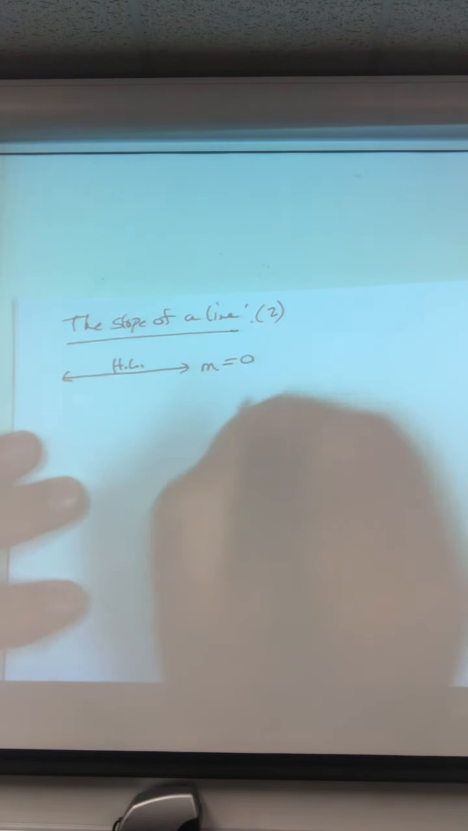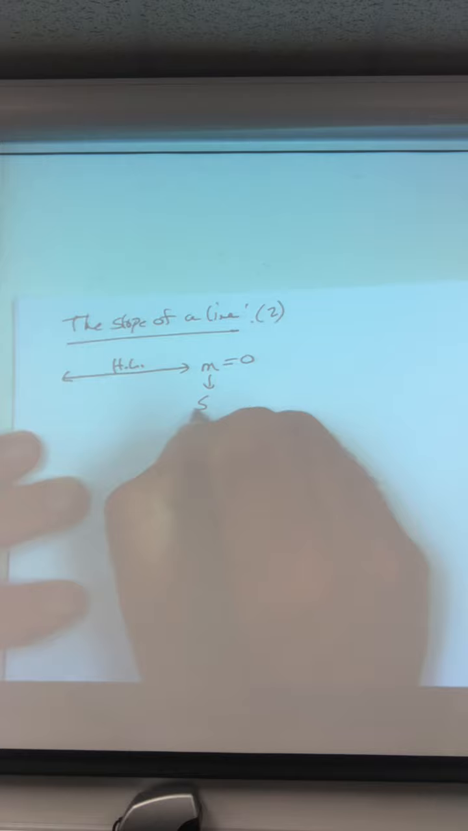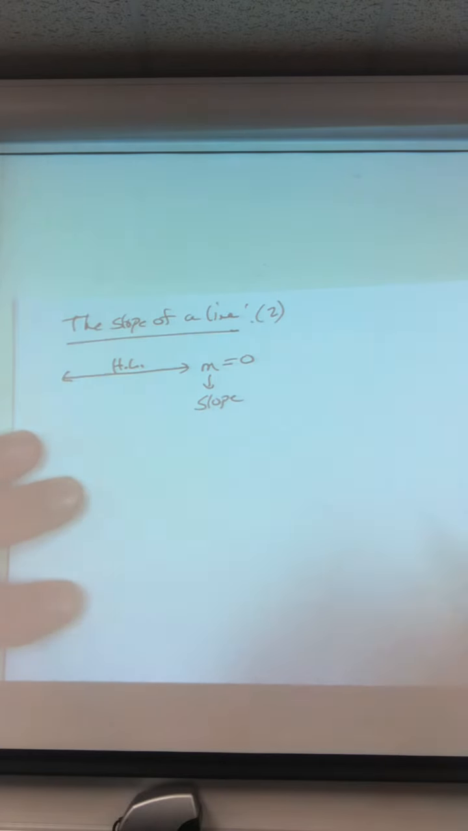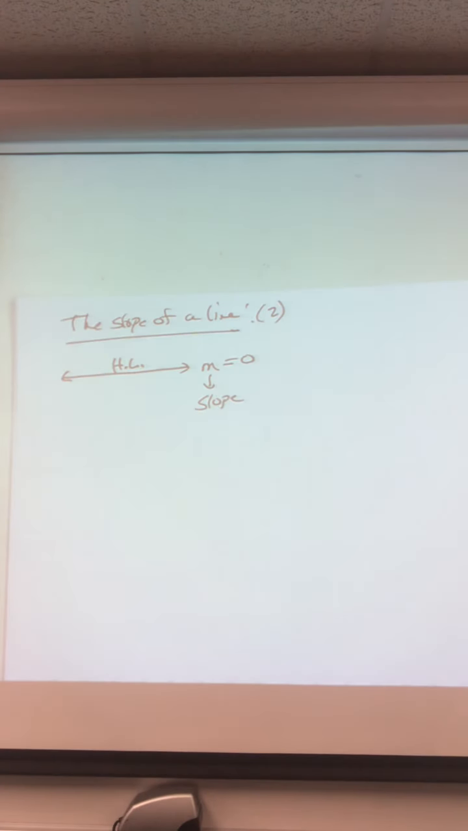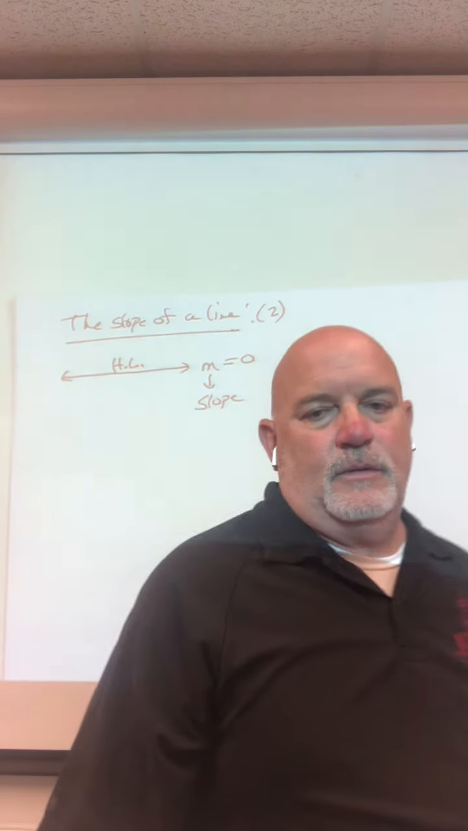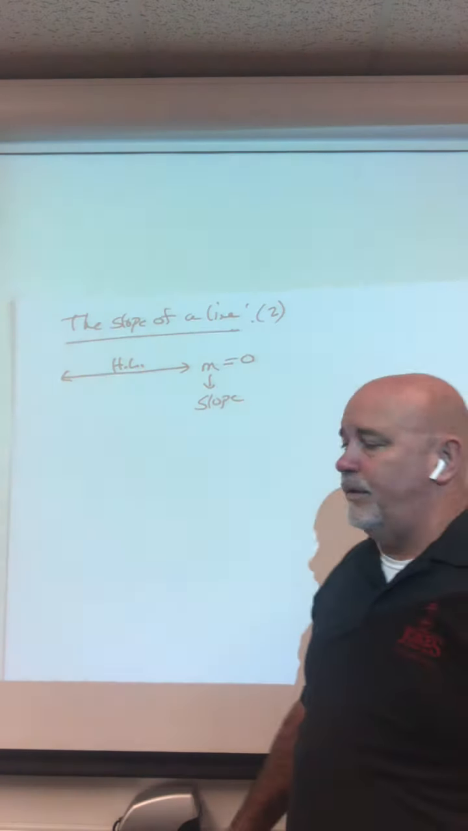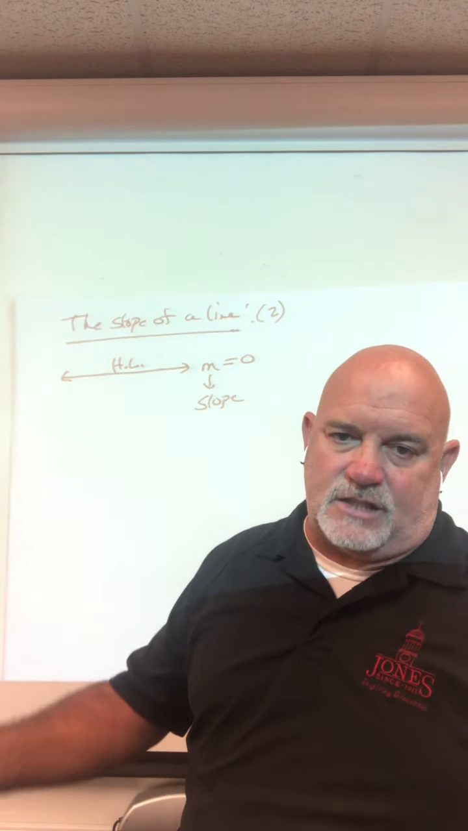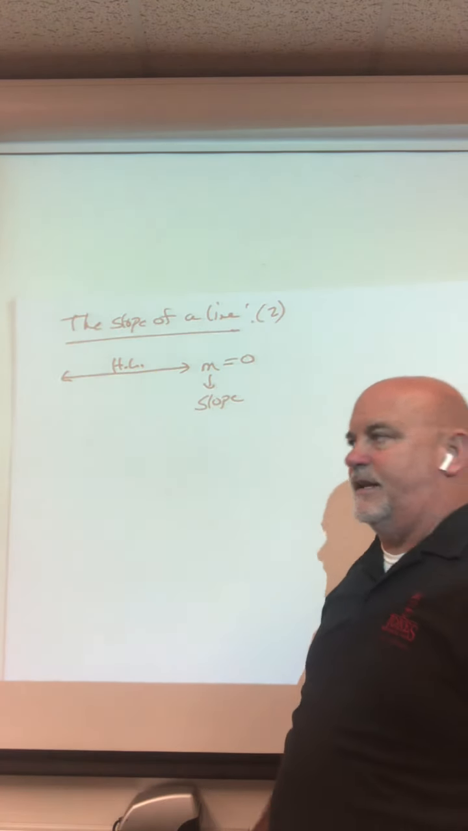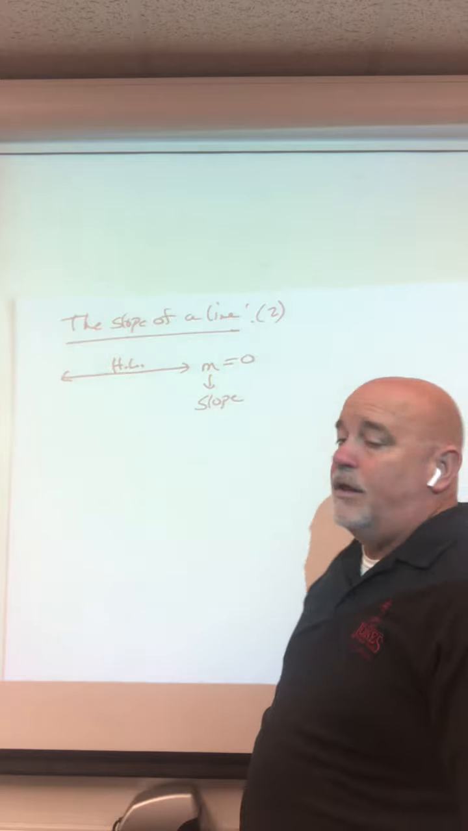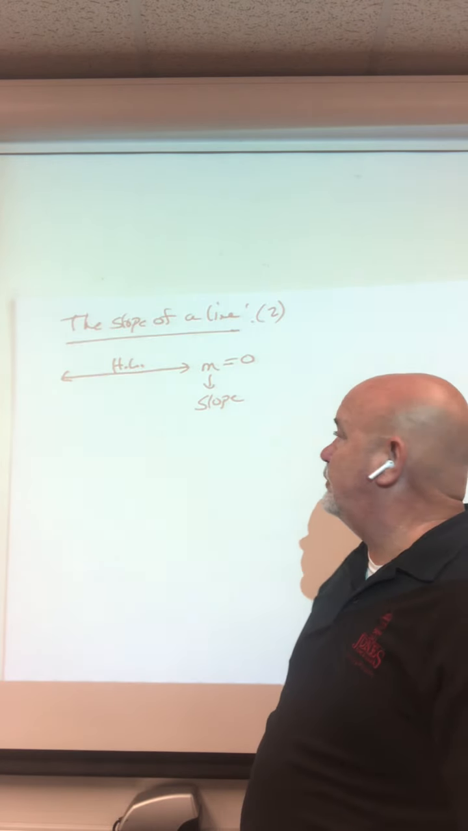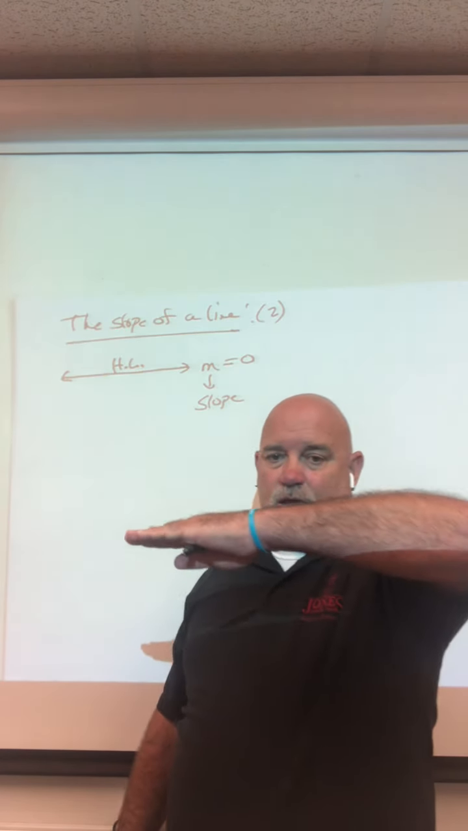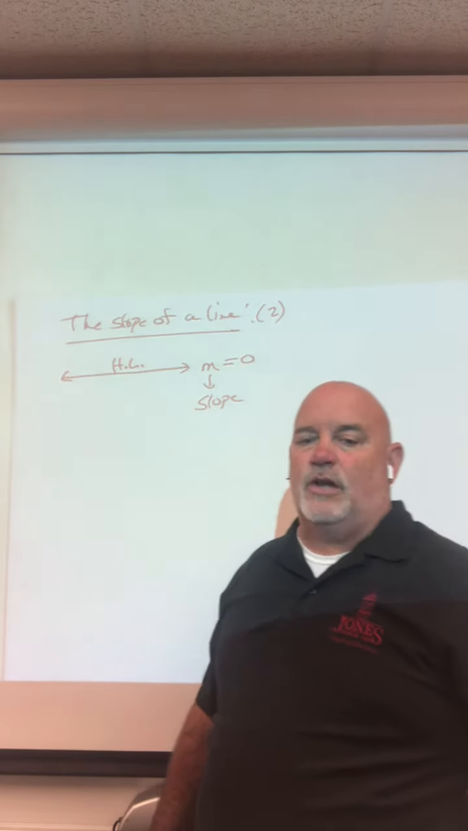has a slope of 0. And from this point on, anytime you see the letter little m, it's just the letter that we use for slope. Now, I know you'd say, well, why don't we use S? Because we use S for other things in mathematics and in science and physics. So the letter little m is the letter we use for slope. So a horizontal line has a 0 slope.